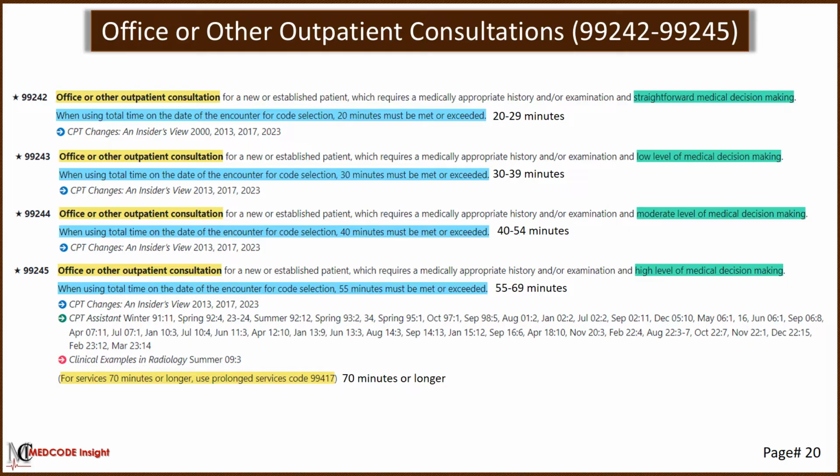When using total time on the date of encounter for code selection, code 99242 requires a minimum of 20 minutes. The time range applicable to 99242 is 20 to 29 minutes. For code 99243, the time range is 30 to 39. For code 99244, the time range is 40 to 54 minutes. And for code 99245, it is from 55 to 69 minutes. For services of 70 minutes or longer, use prolonged service code 99417.